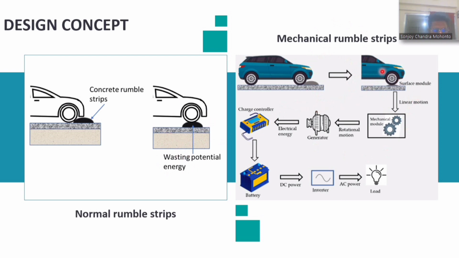When a car passes over the rumble strips, it will press down a surface about 1 inch and it produces a linear motion, and a mechanical module converts it into a rotational motion. Then it will run a generator and that produces electrical energy. Later on, we can store the energy and invert it to use as AC power.